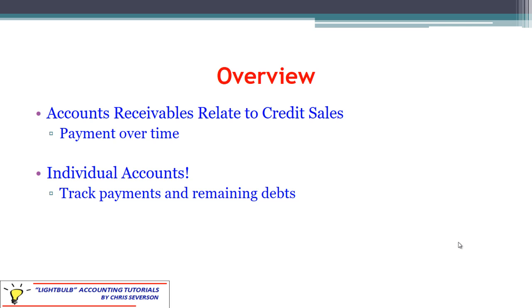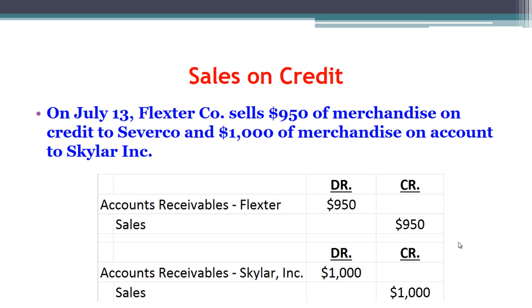Here we have to set up individual accounts for every customer. Now, this is a key thing. In many courses, many textbooks, they start off the discussion just talking about accounts receivables in general, but up front, it's important to know every customer has to have an individual account. Otherwise, we'll never have a way of knowing what that person owes us. We have to track their payments and their remaining debts.